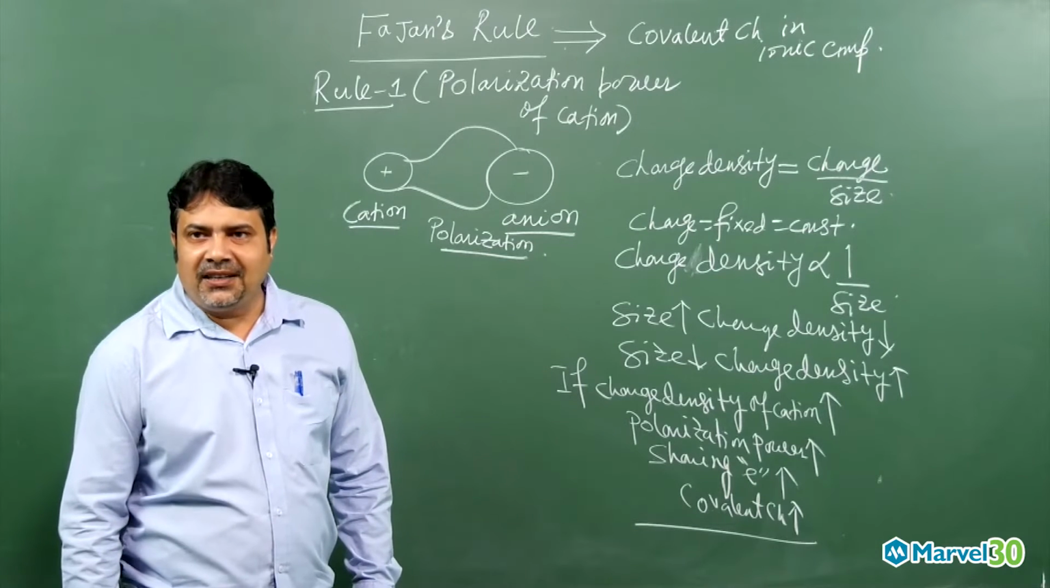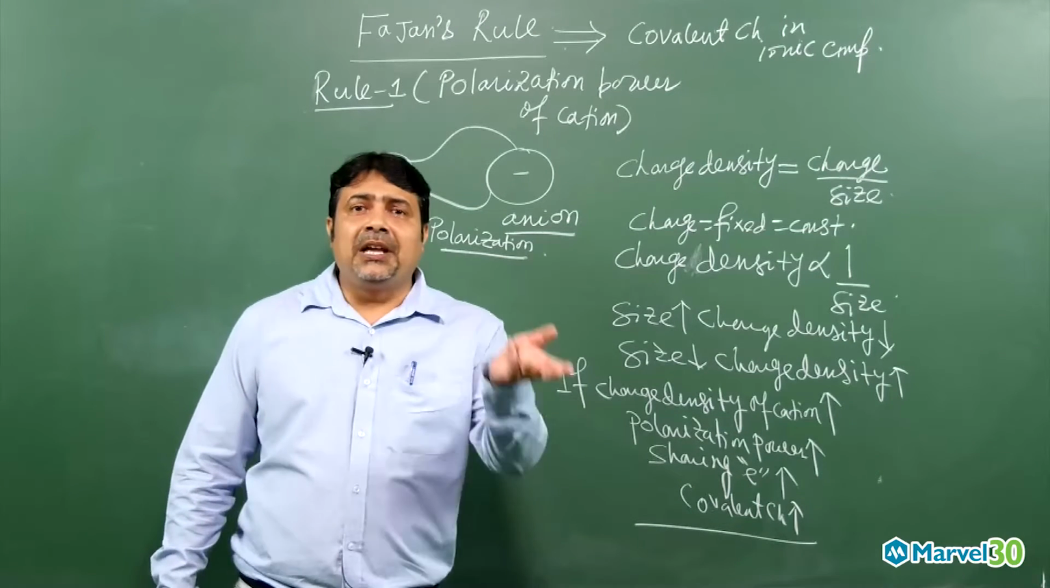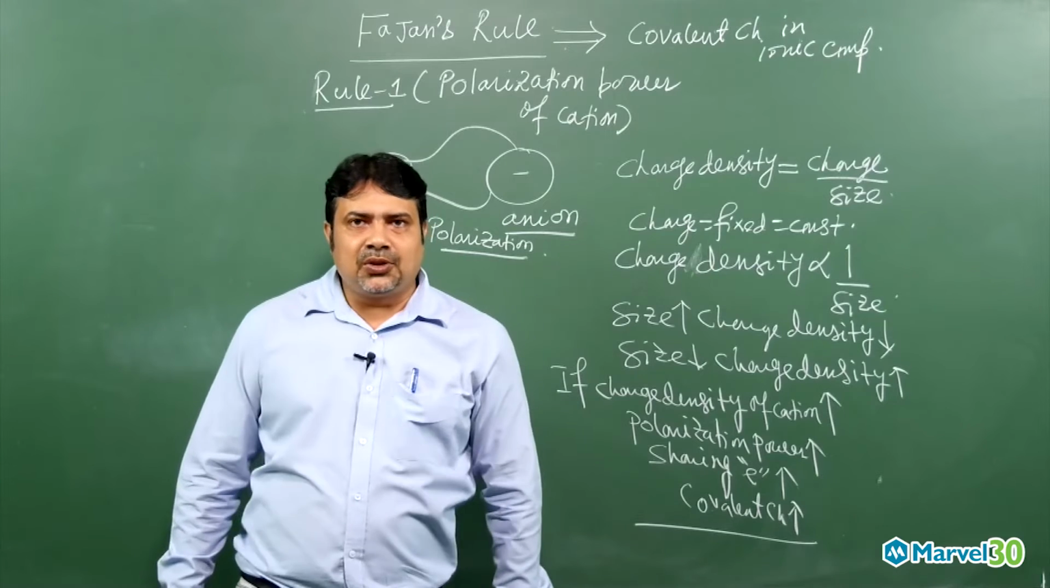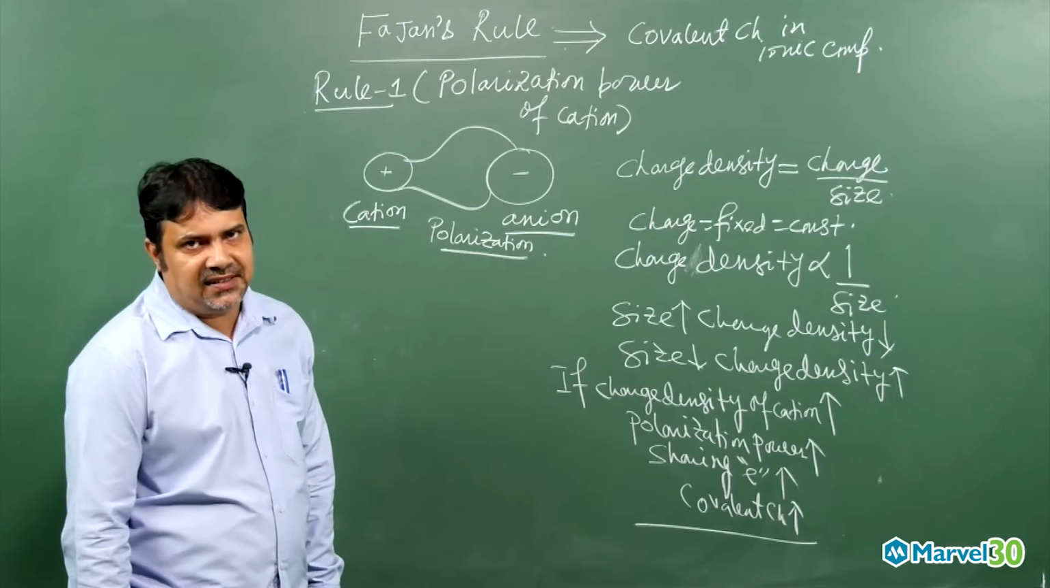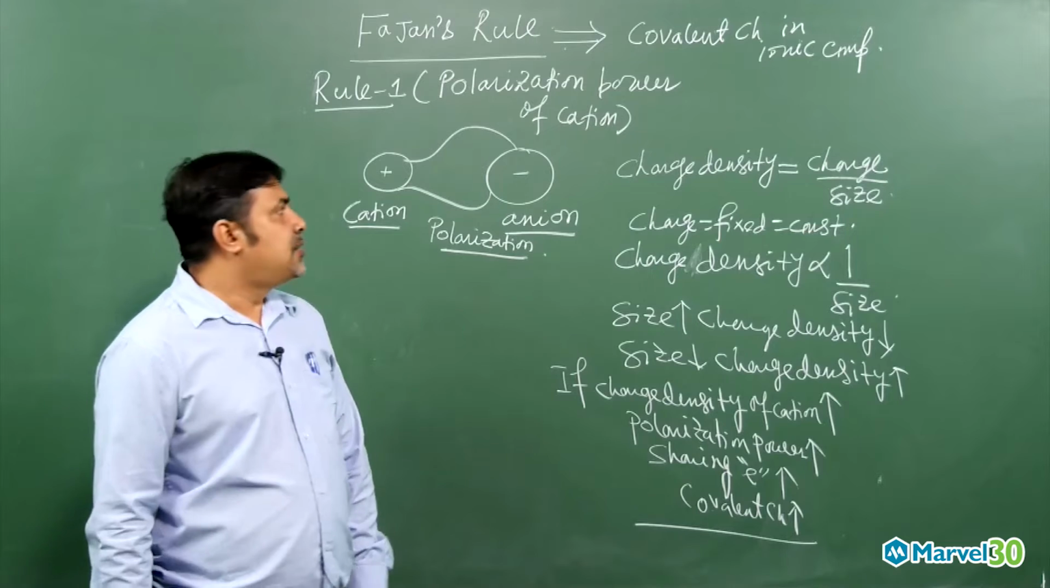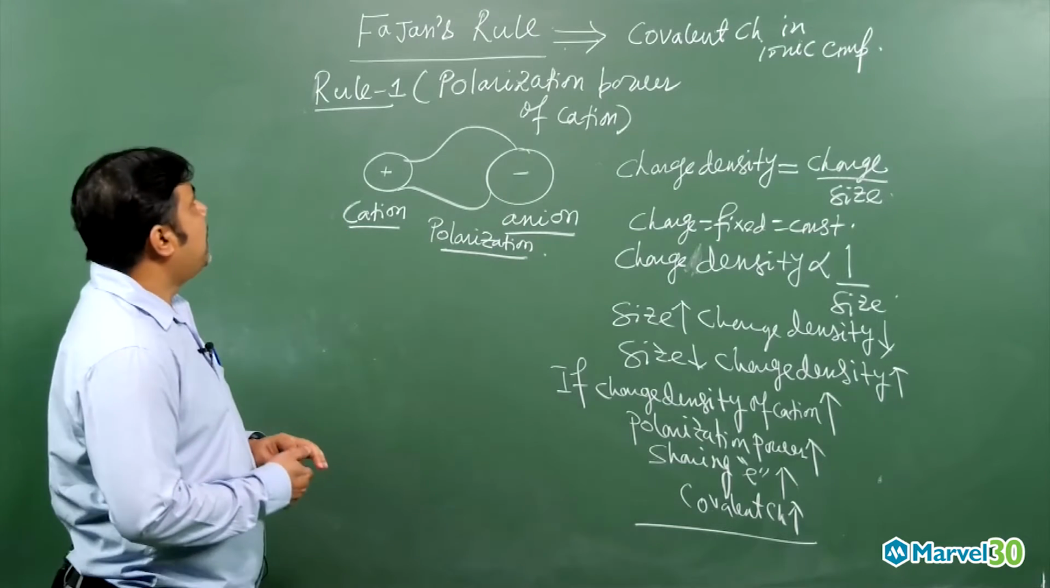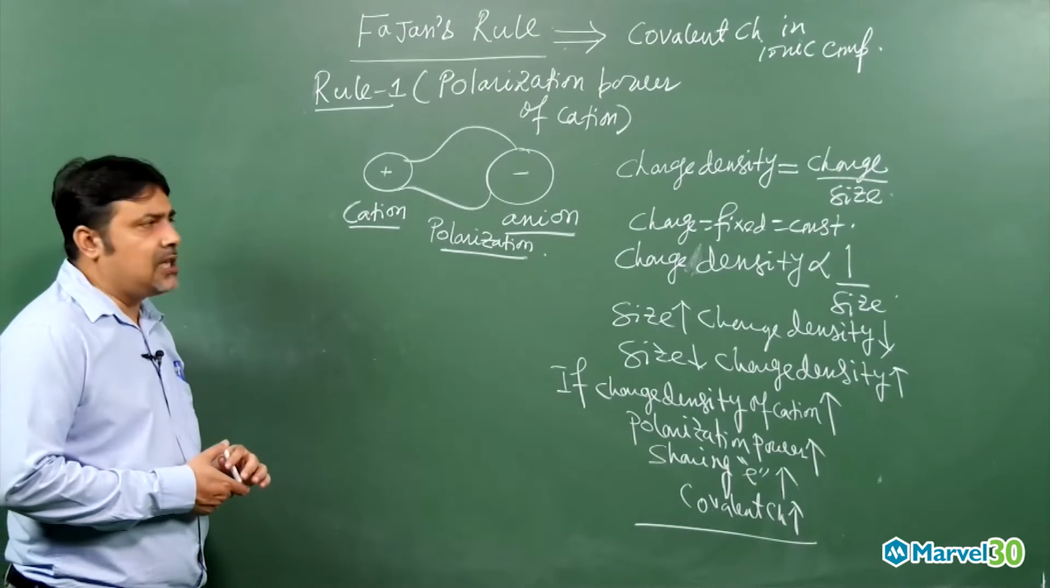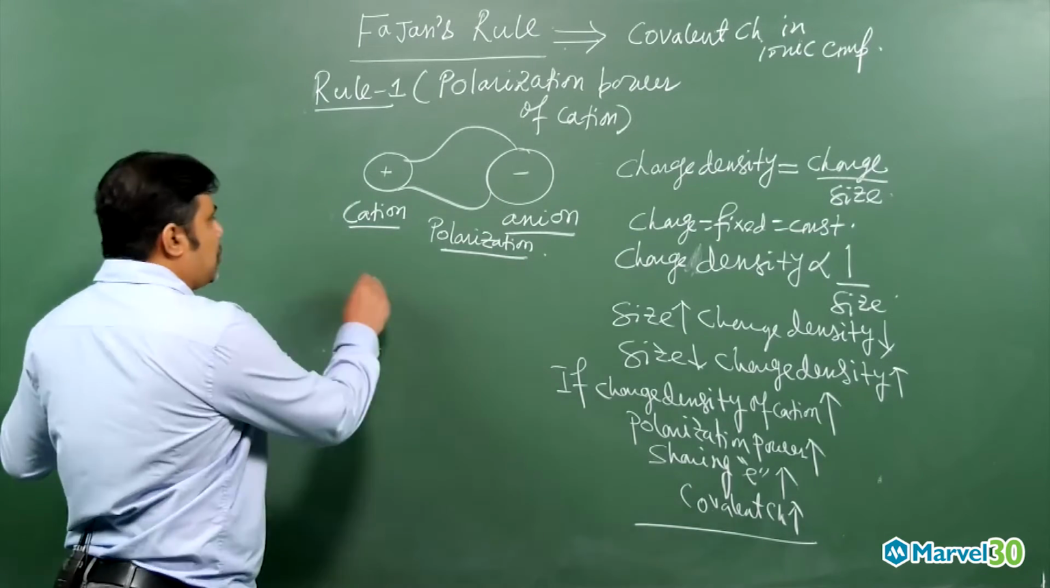You got my point? An ionic compound is formed by complete transfer of electrons. So, because the sharing is increasing, the percentage of covalent character will increase. So, depending on Fajan's first rule, this is nothing but Fajan's first rule, they will give questions like this.